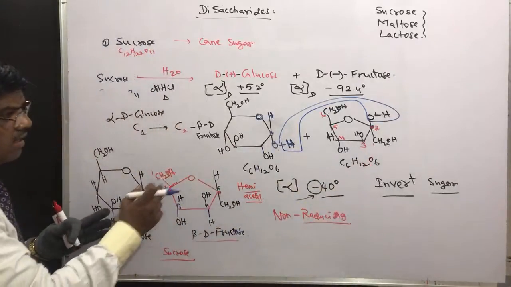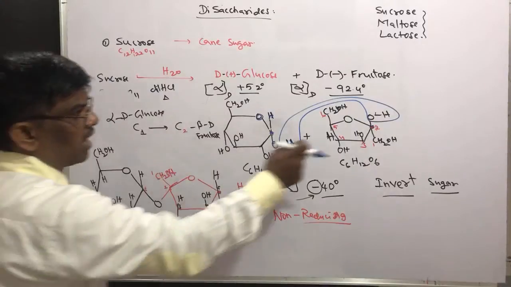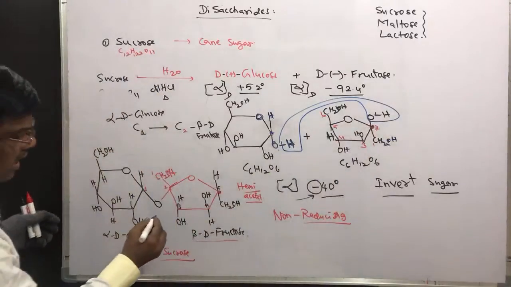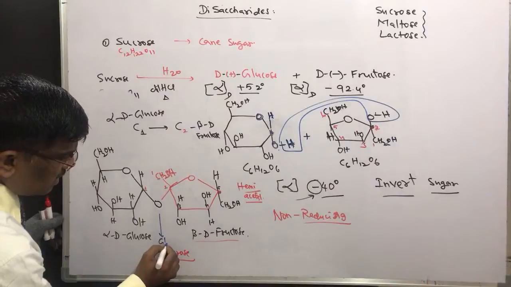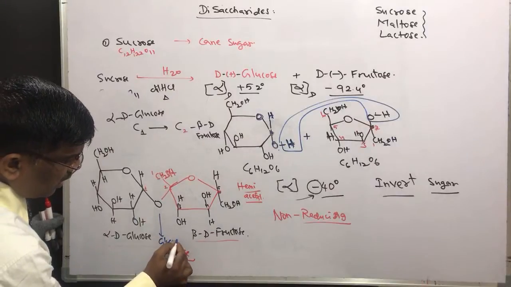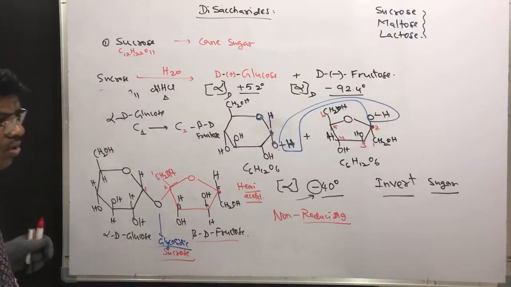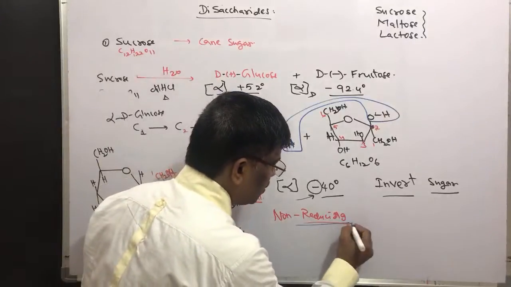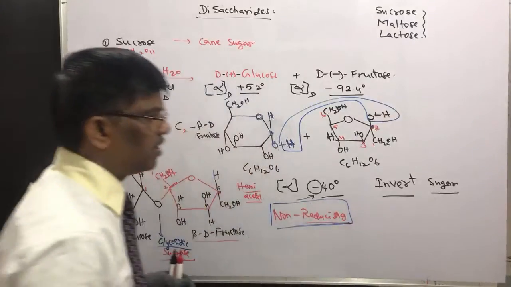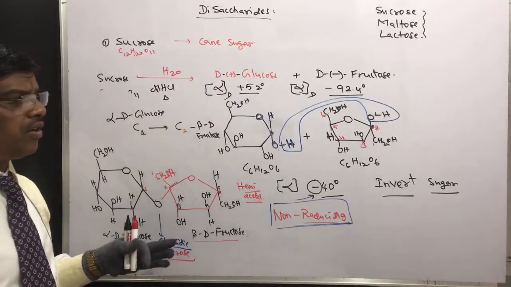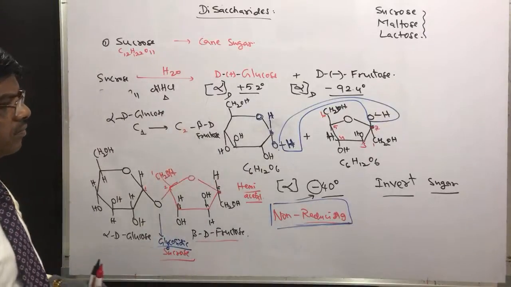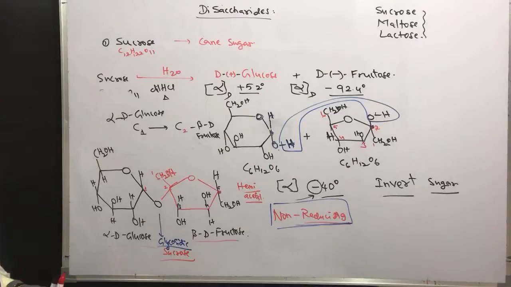But since the reducing groups C1 and C2 are bound together by a glycosidic linkage, sucrose is a non-reducing sugar. Please remember, students, it is very, very important. Every time you are going to get a non-reducing sugar. Yes. So we now know the structure of sucrose. Can you write? If you want, you can take the screenshot of how I wrote.